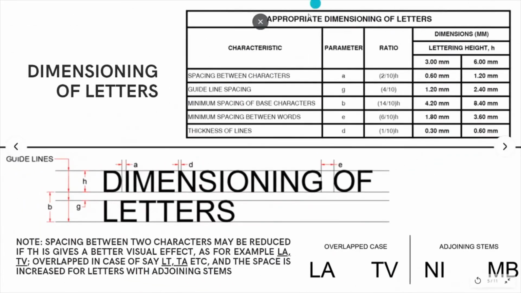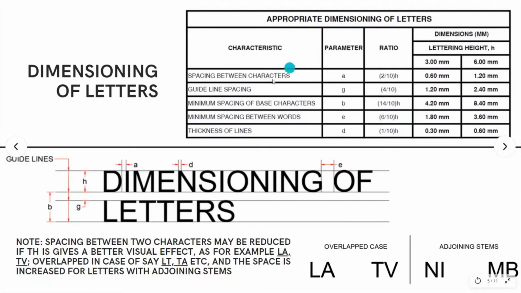Okay? So the spacing is usually 20% of our height, though it may vary. The guideline is 1.2 mm for our 3 mm and 2.4 mm for our 6 mm, or basically 4/10 of our drawing height. And the minimum spacing of base characters is 14/10 of our font size. So 4.2 for 3 mm and 8.4 for 6 mm height.